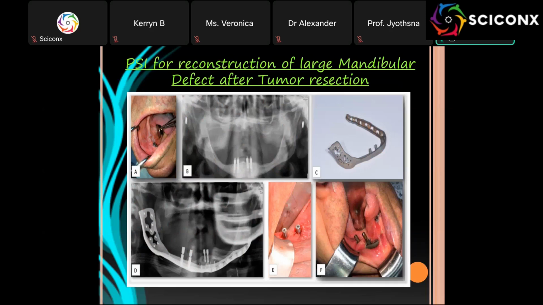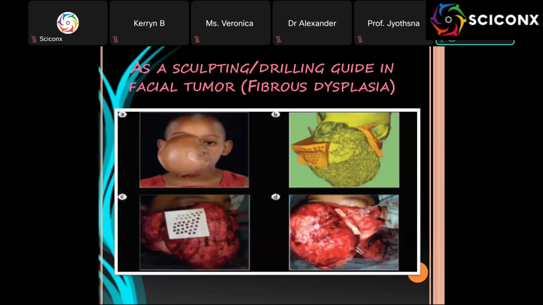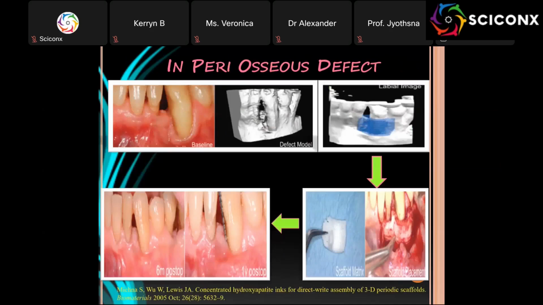So this is the important step when you are going to place an implant, or any kind of bony reconstruction plate. It is also used in case of a fibrous dysplasia, in case of a periosseous defect. So this was a defect model basically, and this was a surgical guide, which is going to show you in a blue color.